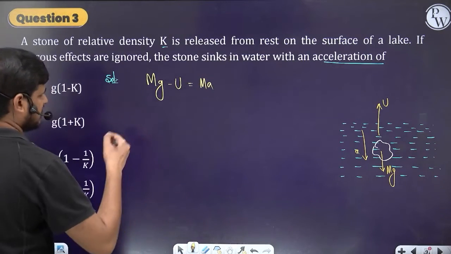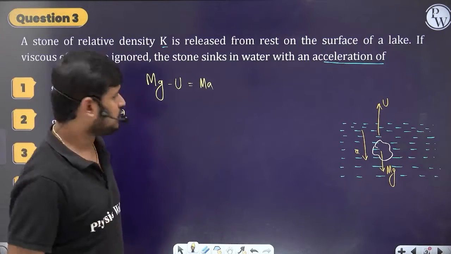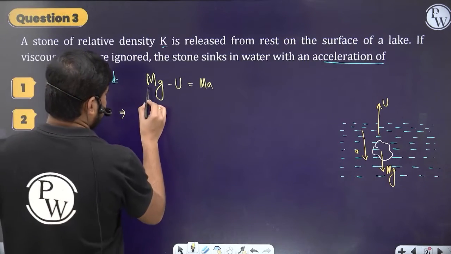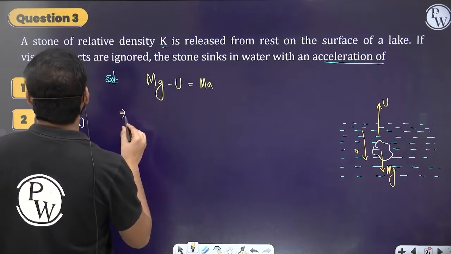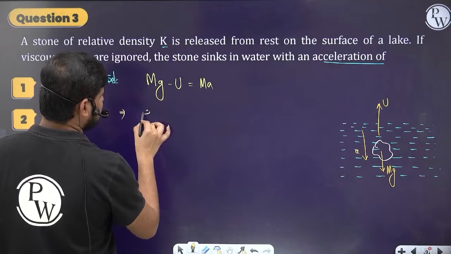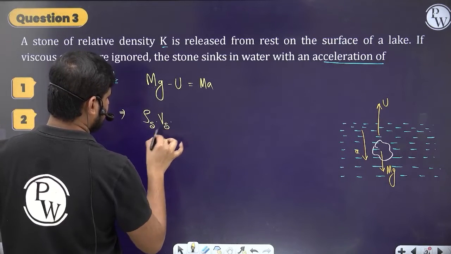Yes, Newton's second law. Now let's do one thing. From here you should do the work. In place of this mass, what is this mass? Mass of the stone, right? So in place of mass, I'll write the density of the stone into the volume of the stone into g.